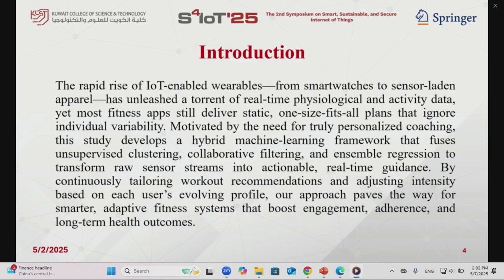Introduction. We begin by noting the explosion of IoT wearables, smartwatches, sensor-laden apparel that captures real-time physiological data. However, most fitness apps still use static one-size-fits-all plans. Basically, what we are trying to do here is divide every plan for everybody, so it must suit everybody personally. Now, our study is motivated by the need for truly personalized coaching, a system that continuously tailors workouts based on each user's evolving activity profile, thereby improving engagement and long-term health outcomes. Now, moving on to the next slide.